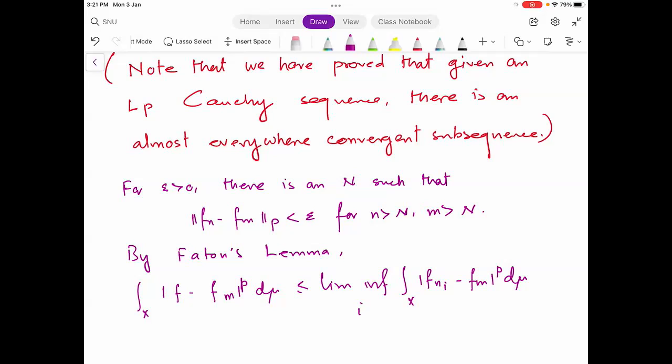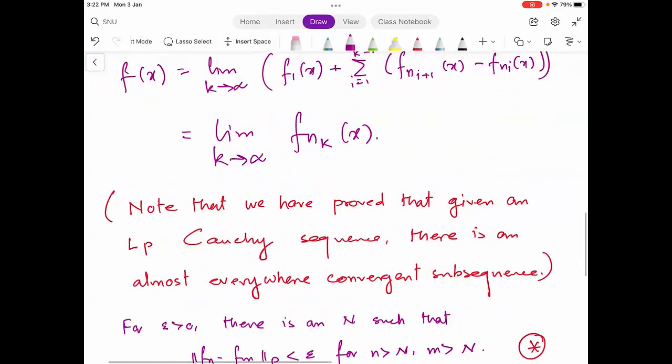All right. So start with an epsilon, get capital N, which satisfies star, and then get a little m which is bigger than capital N. Some little m bigger than capital N, doesn't matter. And I'm looking at the integral of mod f minus fm to the power p dmu. Let's see what we can say about this. What is f after all? F, mind you, is this, as you can see at the top.